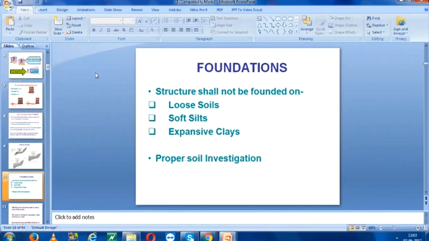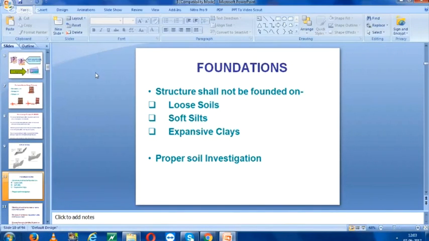Foundations. Structure shall not be founded on loose soils. There is a map in Indian codes also giving the discretization and classification of the soil conditions throughout India. So there's a classification, you can follow that, and you can have your own geotechnical investigation for that particular area where you are supposed to construct that particular building.